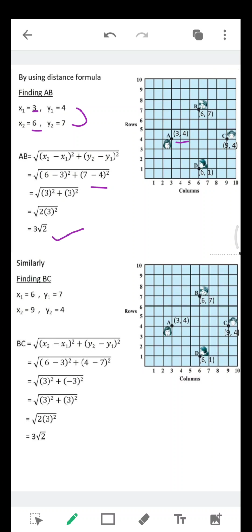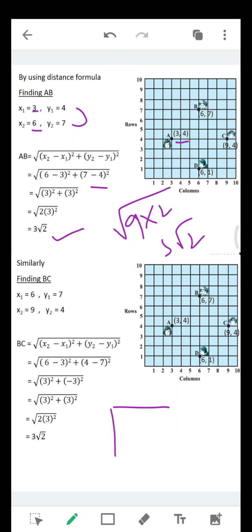You can even write root 18, and root 18 is 9 times 2. Okay, root 18 is 9 into 2, that is 3 root 2 only. So AB is 3 root 2. Then we'll find distance BC, because we have a square ABCD.